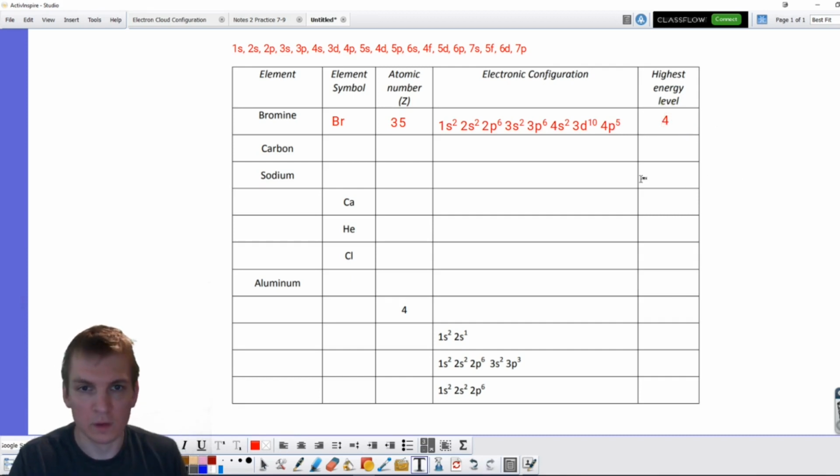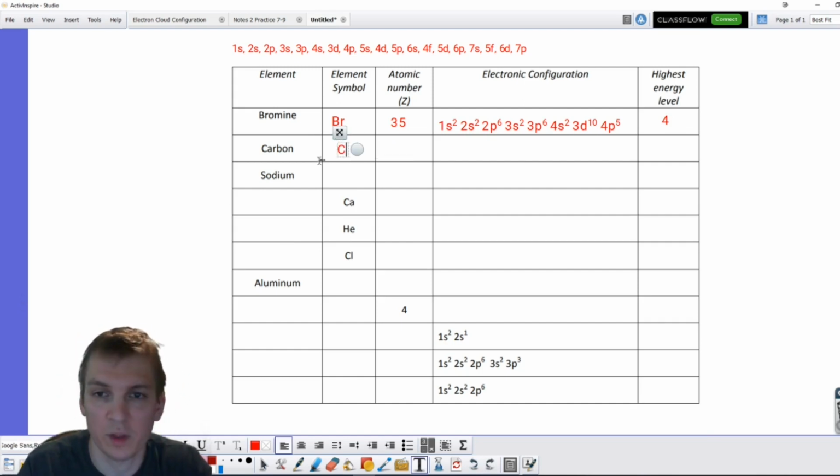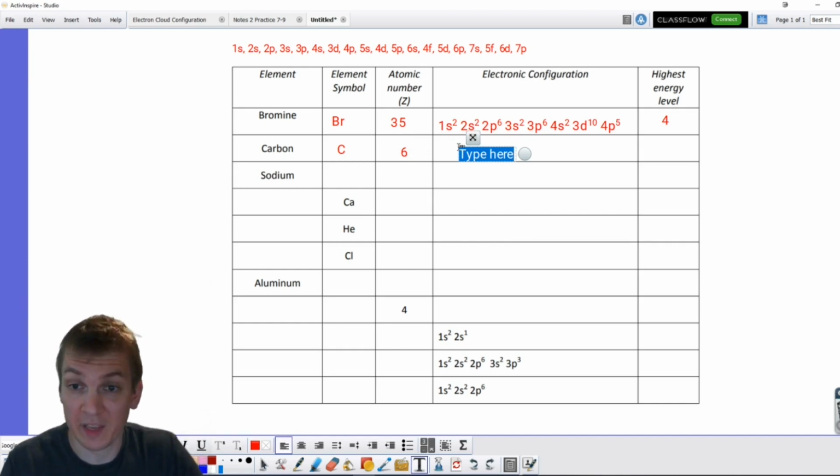Okay, so that's bromine. Carbon, the element symbol for carbon is C, and it is number 6 on the periodic table. Therefore, its atomic number is 6. It's got 6 protons and 6 electrons. This one's actually going to be pretty easy. I'm going to take those 6 electrons and start filling in those orbitals.